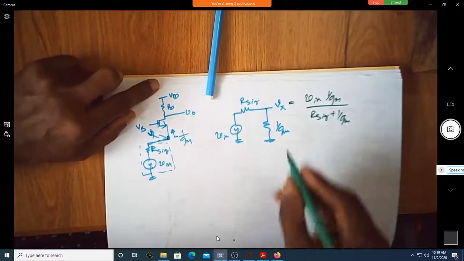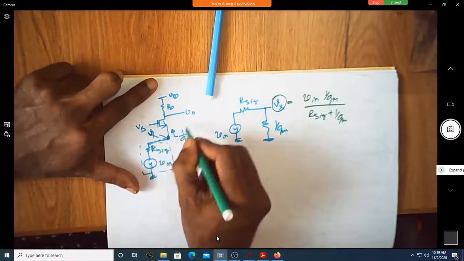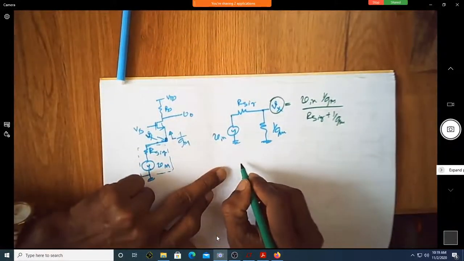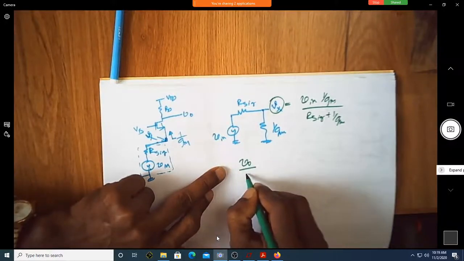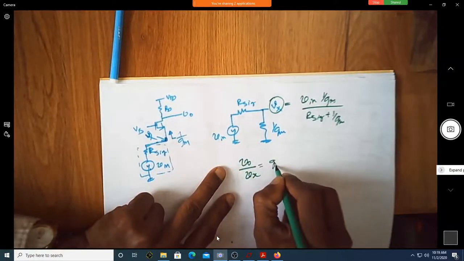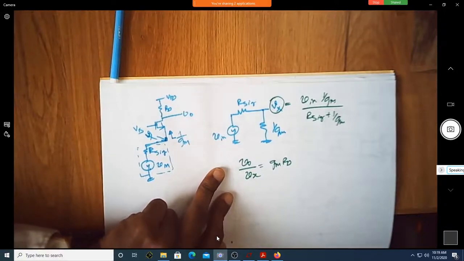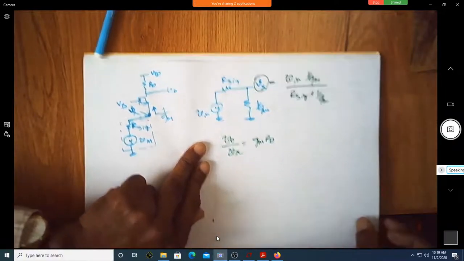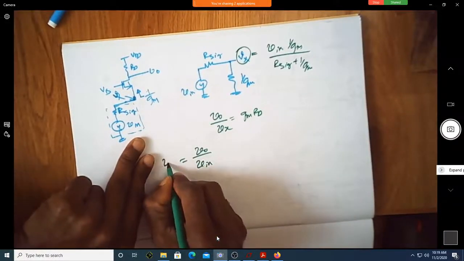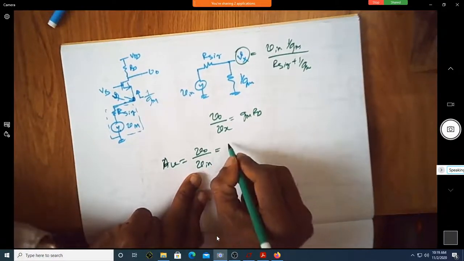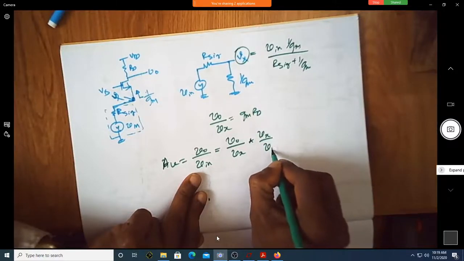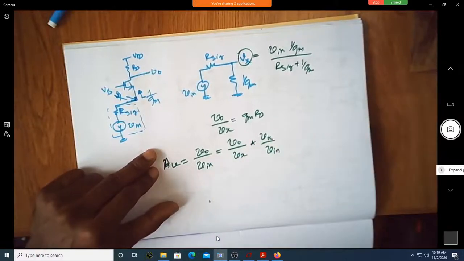Does this become the input for your CG amplifier? So shall I now write V naught by Vx, because this is now the input, is equal to gm into Rd. But what you want is V naught by V in, no? Your gain is V naught by V in. So shall I now write this as V naught by Vx into Vx by V in? You just multiply and divide by Vx.